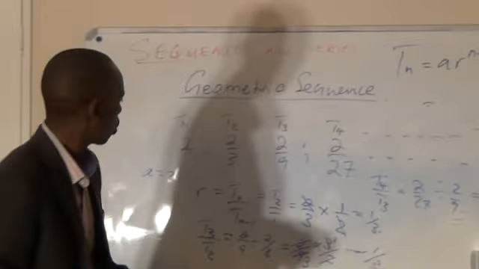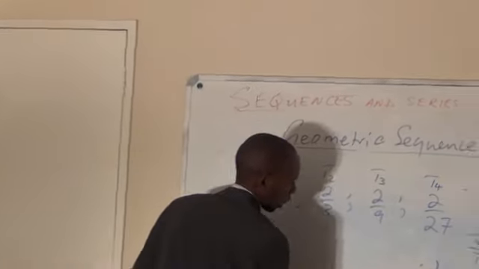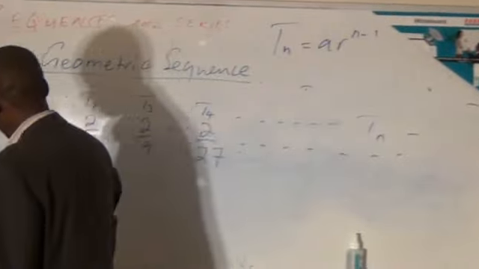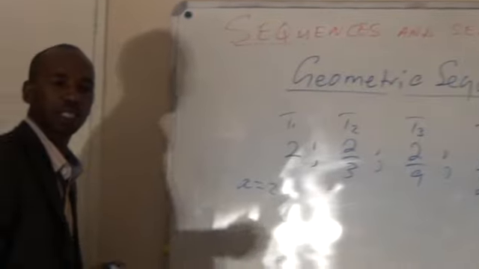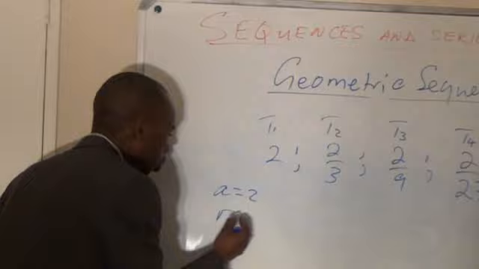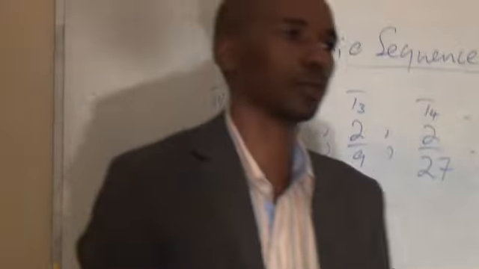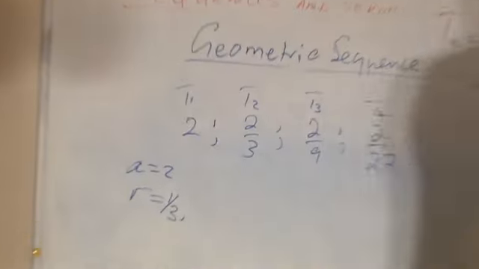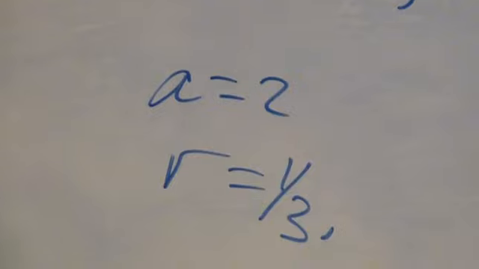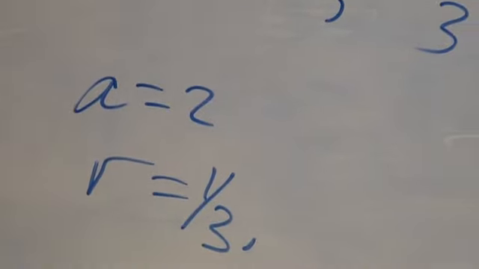Happy? So we can confidently right now remove all this and write the following. That our geometric sequence has got a first term equal to 2. It has got a common ratio equal to 1 over 3. Correct? So all I'm doing is I'm starting with 2. To get the next term I multiply by 1 over 3. To get the next term I multiply by 1 over 3 and continue like that. Let's see if that is true.